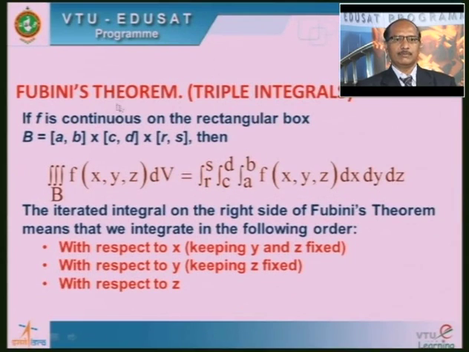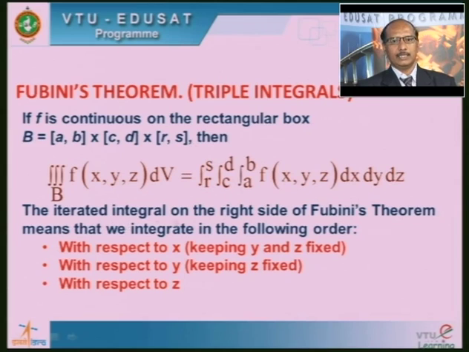As per Fubini's theorem, which we discussed for double integrals, if f is a continuous function on the rectangular box with the given dimensions, the triple integral is equal to an iterated integral. The limits are given: r and s are z limits, c and d are y limits, and a and b are x limits. Integrate f(x, y, z) in this order, dx, dy, dz. The innermost integral is with respect to x, then with respect to y using c and d, and lastly with respect to z. That process is the iterated integral.